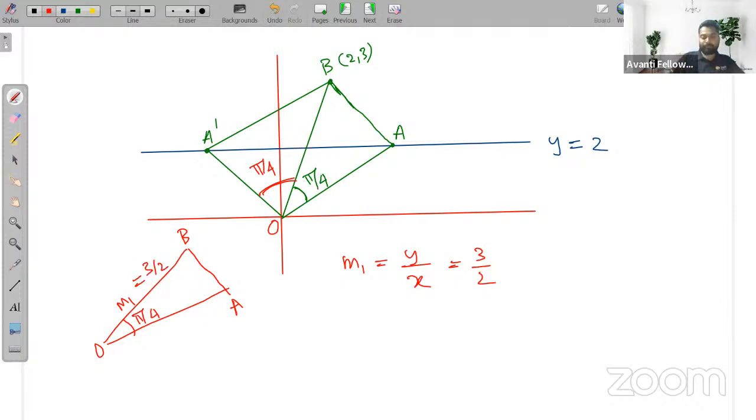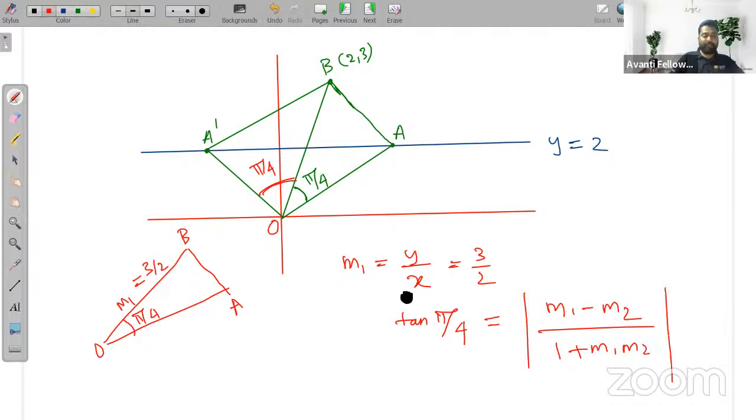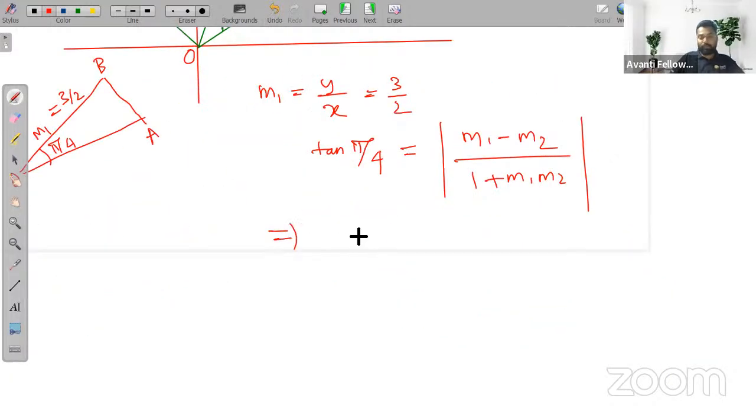So what is M2? If I ask you to find the slope of OA dash, that is also tan of pi by 4. How can we find M2? A dash B is the line which subtends angle pi by 4 at origin, and AB also subtends angle pi by 4. So tan of pi by 4 will be (M1 minus M2) upon (1 plus M1 into M2). We know tan of pi by 4 is 1.